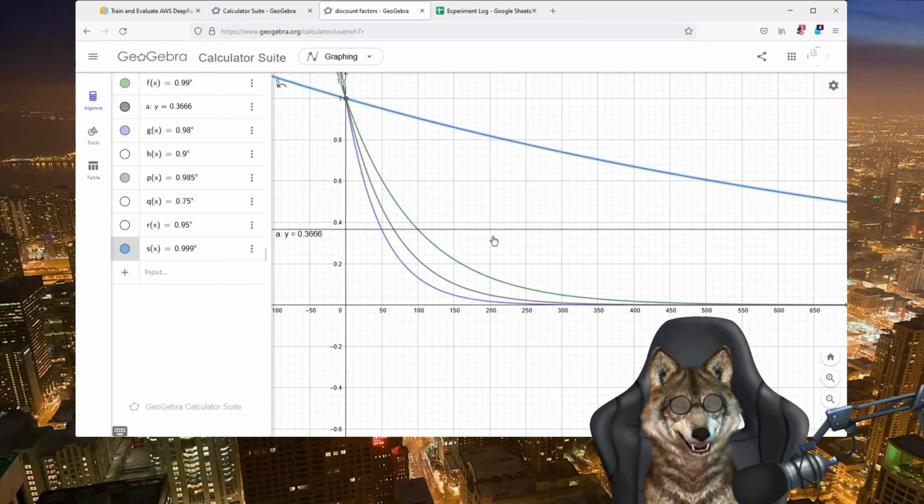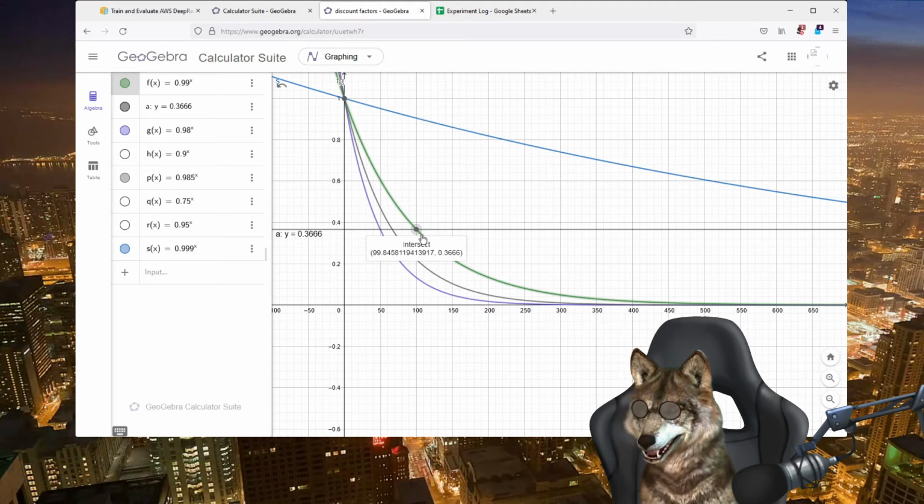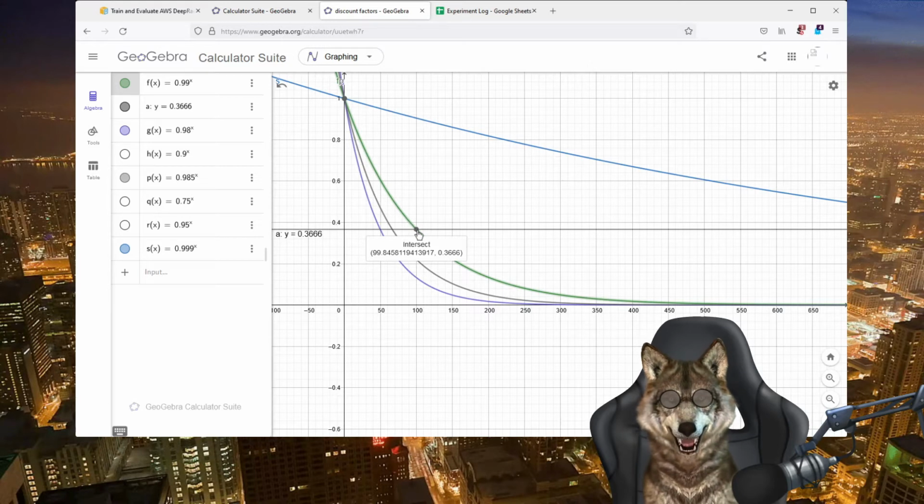And I used that as a rule of thumb: where does that line intersect the other discount factors? So for 0.99 to the x, so discount factor of 0.99, that's about 100 steps. And again, I've read that documentation. Okay, that makes sense.